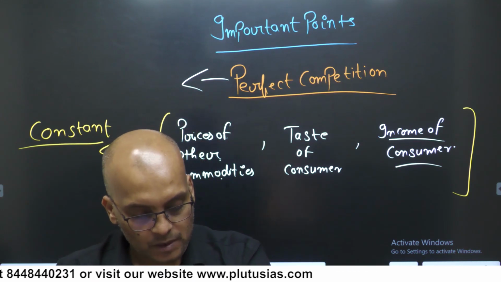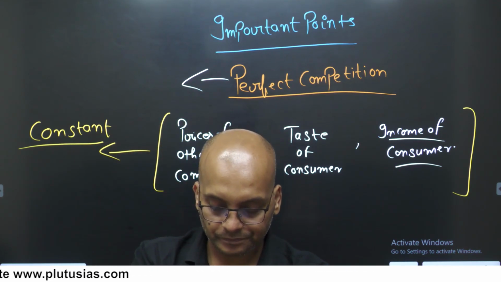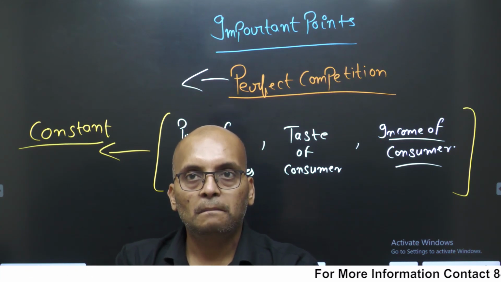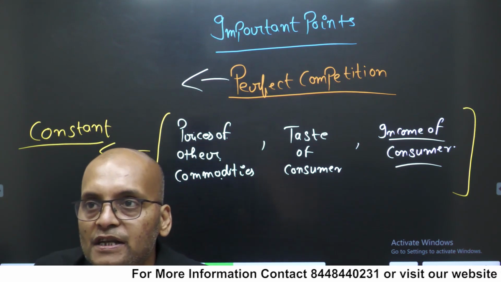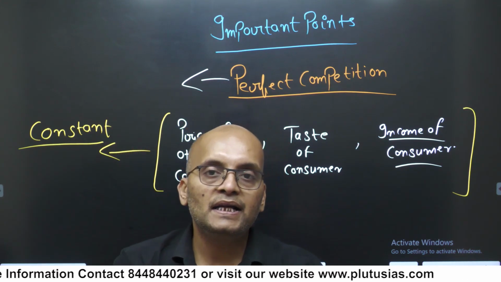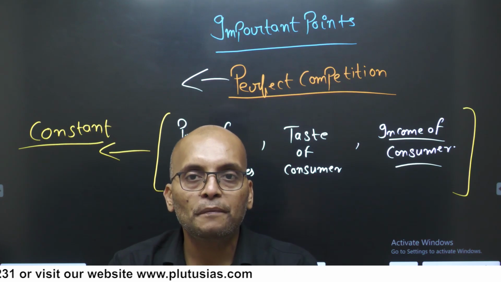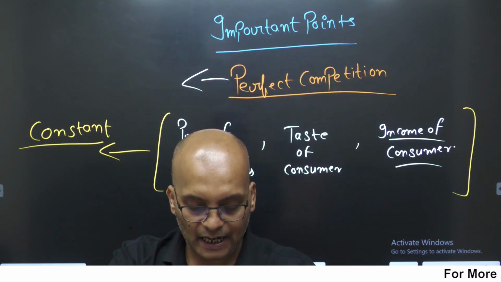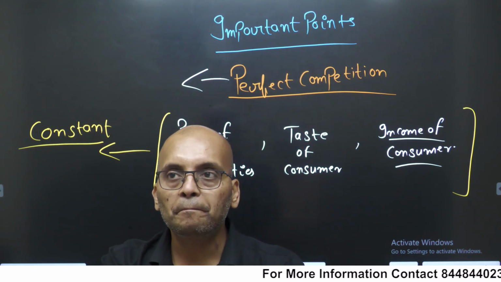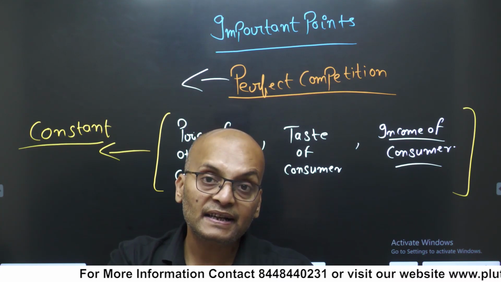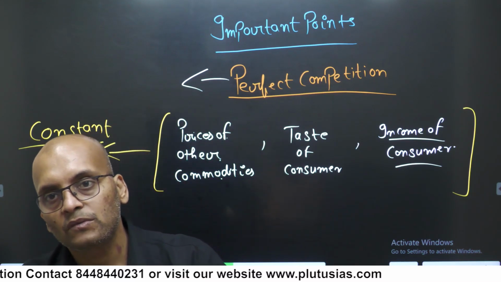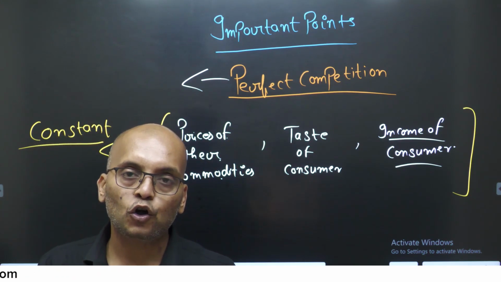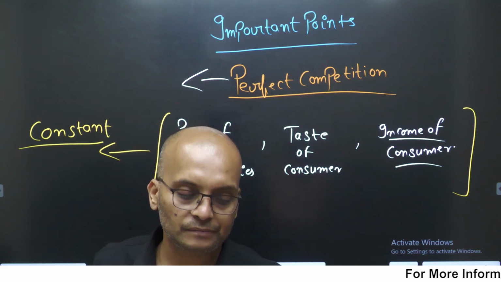Fourth, buyers have full information. Buyers, that means people who purchase, consumers. Buyers have full information. And last, companies cannot determine prices. So these are a few conditions. If these conditions are there, then the competition is perfect competition. Read it out.